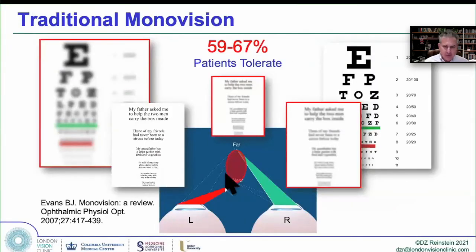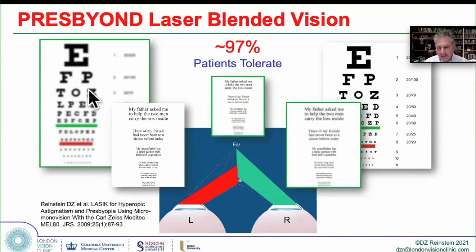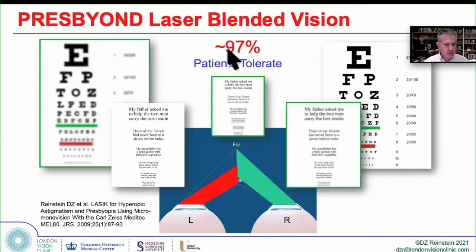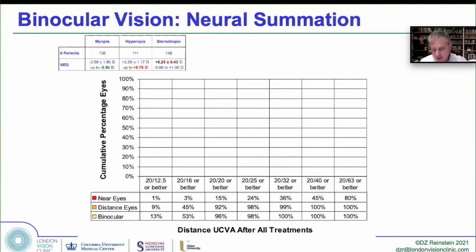This difference between the eyes in monovision is only tolerated, as I said, by about 2/3 of patients. But because the distance vision of the near eye and the near vision of the distance eye is slightly better when we add spherical aberration, and both eyes see pretty much the same at the intermediate level, virtually all people will tolerate blended vision. In our first paper on this in 2009, on hyperopia up to plus 6, of the patients that we screened for this procedure, 97% tolerated this microanisometropia. We called this laser blended vision at the time, before Zeiss programmed it into their laser and commercially called it Presbyond. So let's look at this neural summation element.